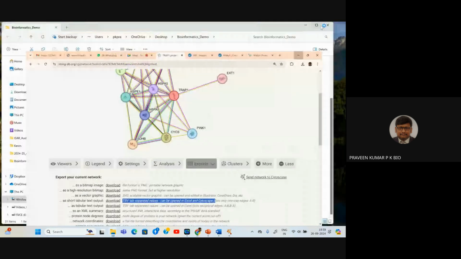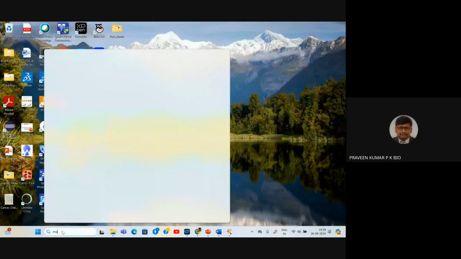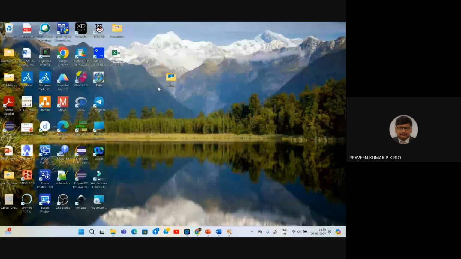Okay, now I can also take you to the next software, that is MATLAB. This is also a kind of system biology software. I've installed the 2024 version. Presently we also have the 2023 version. You know why I'm opening MATLAB for system biology? We have a module, a program to work with system biology in MATLAB. This is the most widely used package for practicing system biology applications.